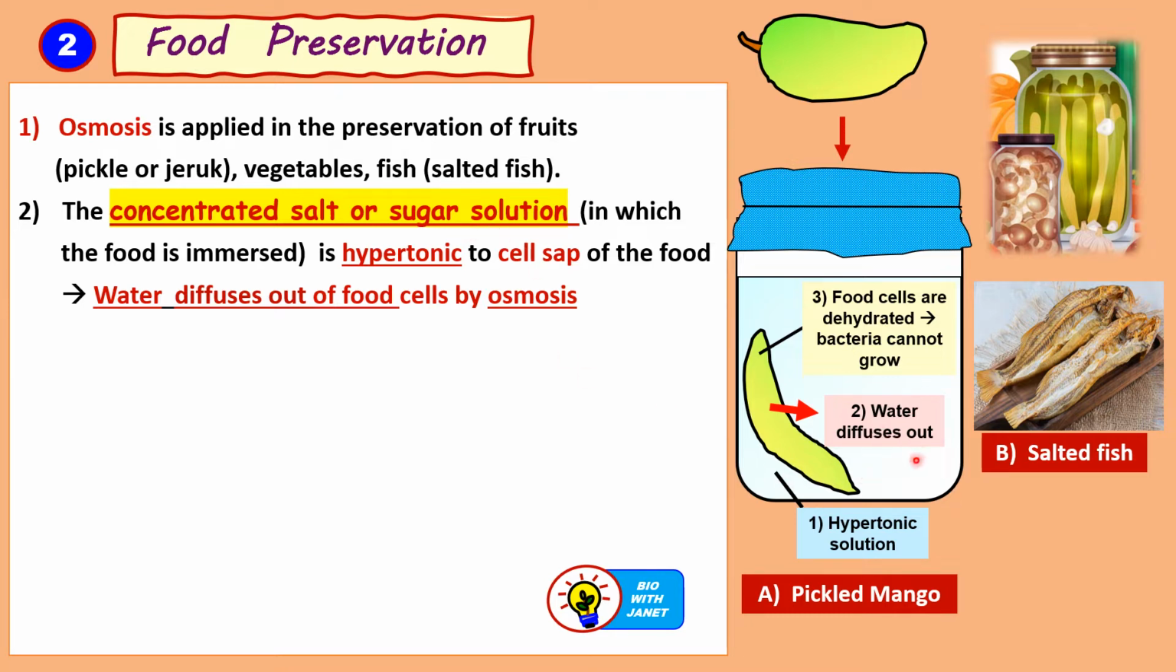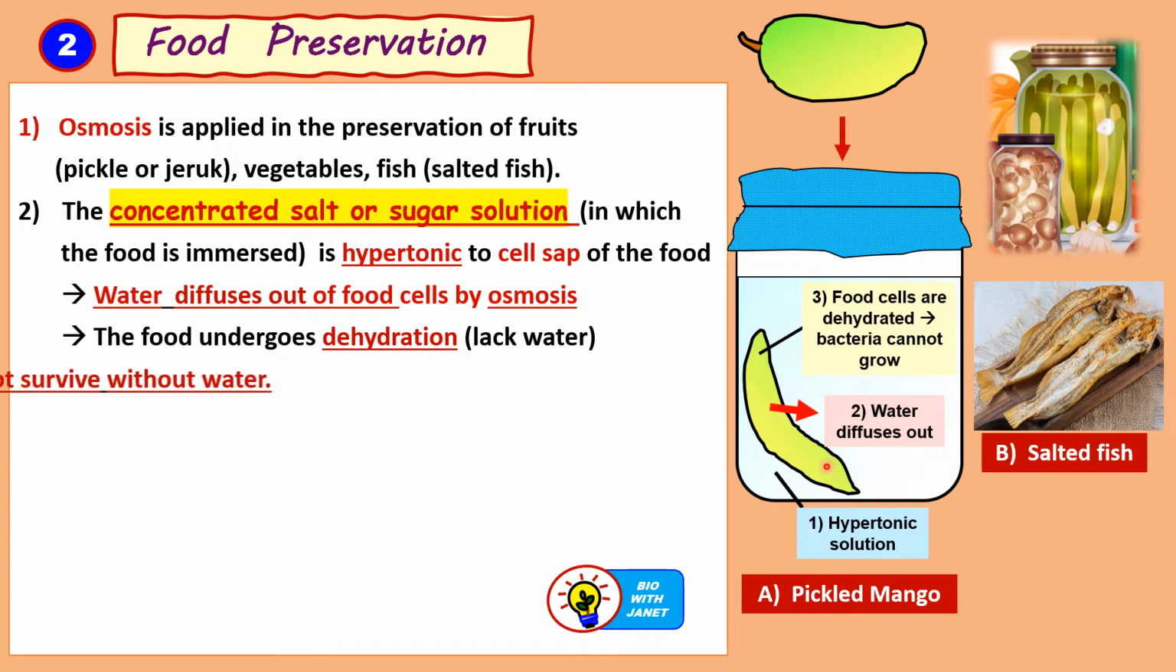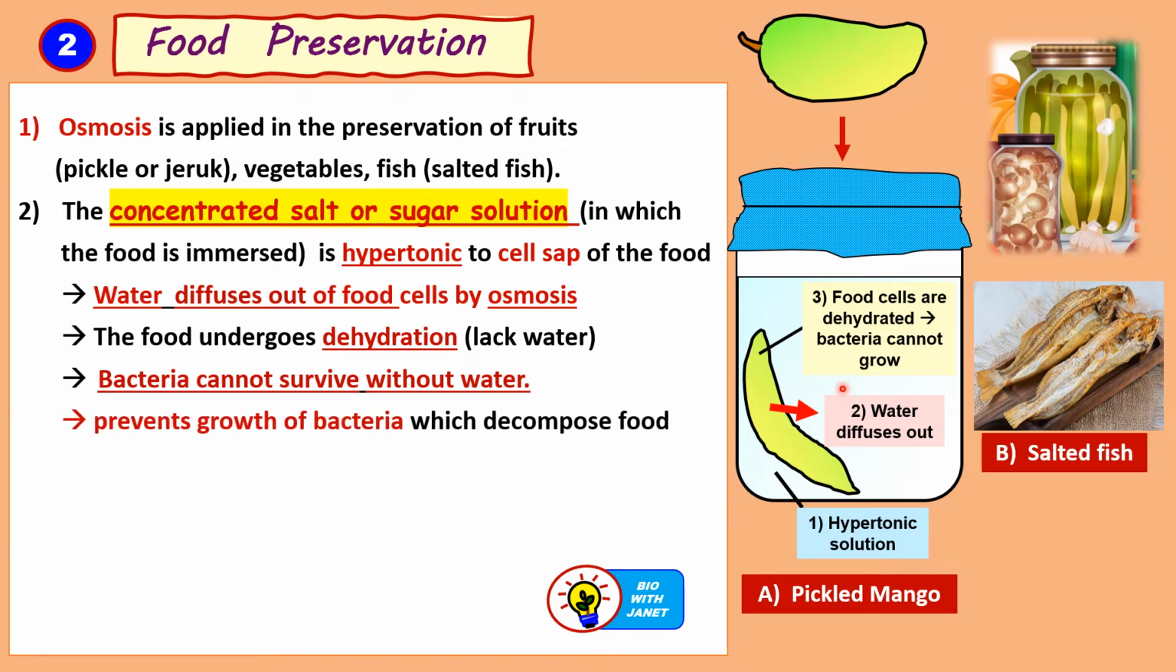So water diffuses out of the food cells by osmosis, and this causes the food to undergo dehydration, meaning it will lose water and then it will lack water. So this condition is not suitable for bacteria to live. So the bacteria cannot survive in the tissues of the mango. Neither can it survive in the concentrated salt or sugar solution, because water will also diffuse out of the bacterial cells by osmosis, and the bacteria will die.